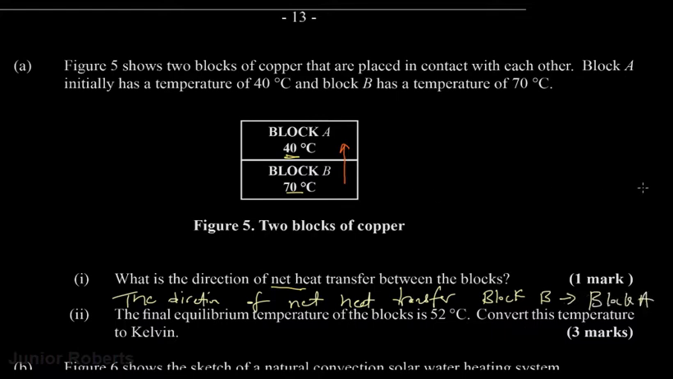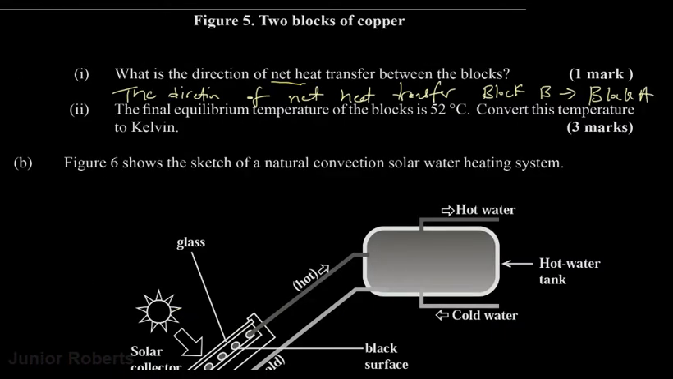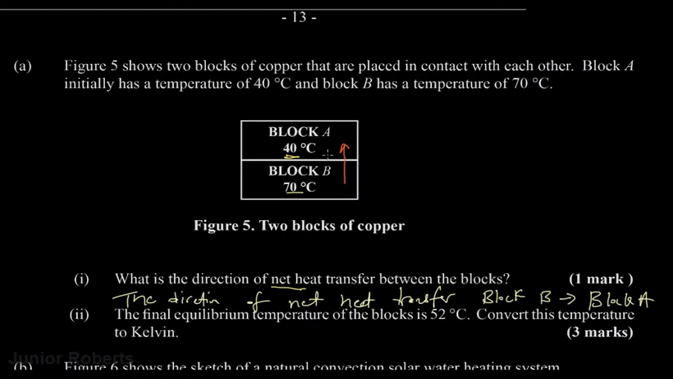Now the next question says that the final equilibrium temperature of the blocks is 52 degrees Celsius, and they want us to convert this temperature to Kelvin. What they're basically saying is that after some time, after these two blocks are in contact with each other, they reach a temperature at which both blocks share the same temperature, which is the equilibrium temperature. At the equilibrium temperature, there will be no net heat transfer.